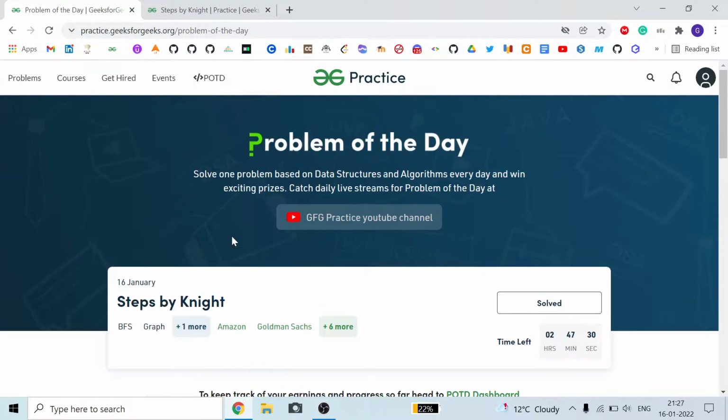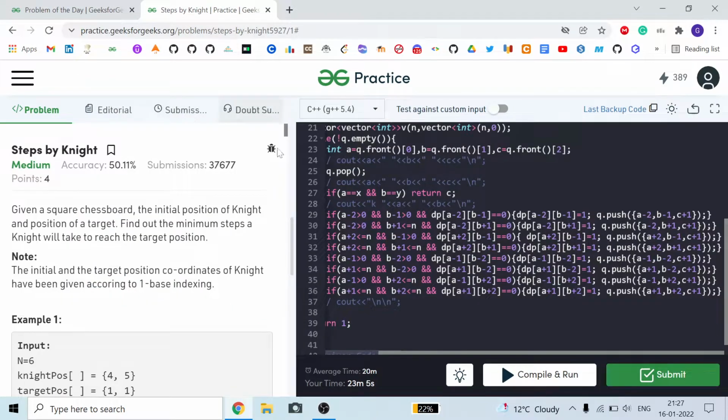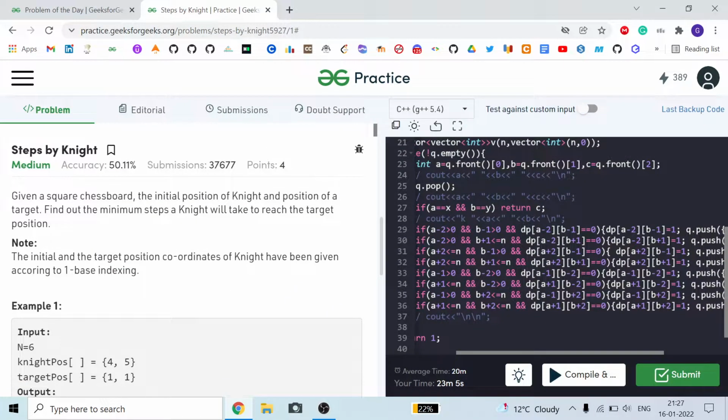Now we are going to discuss this Step by Knight problem, the GFG Problem of the Day. So I have opened the problem, and we are going to read out the description of the problem first of all. The name of the problem is Step by Knight.